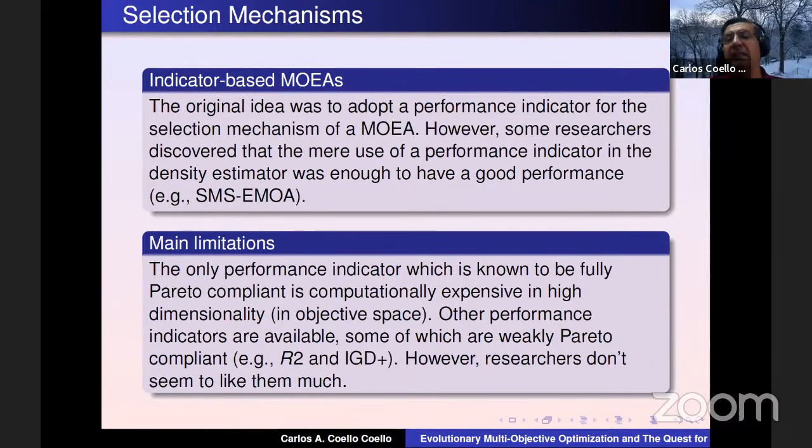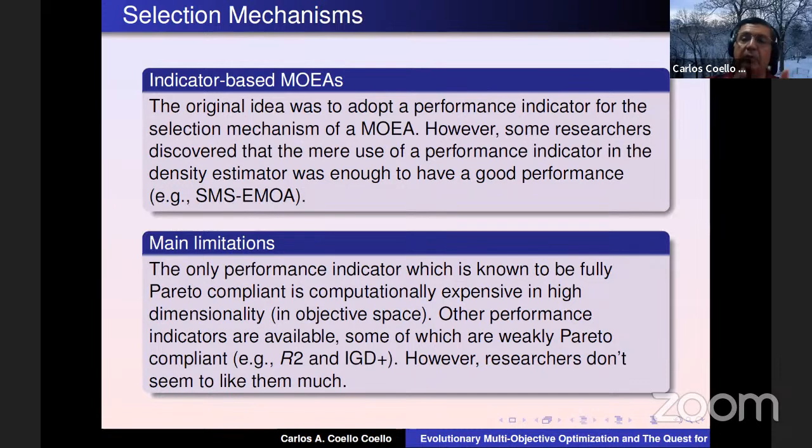The last group are indicator-based algorithms. In this case, the idea is that we use a performance indicator instead of Pareto optimality to select solutions. However, for this to be possible, the performance indicator must fulfill certain mathematical properties. It turns out that there is only one known performance indicator that fulfills this requirement. It's called the hypervolume. However, the hypervolume has the problem of being very computationally expensive.